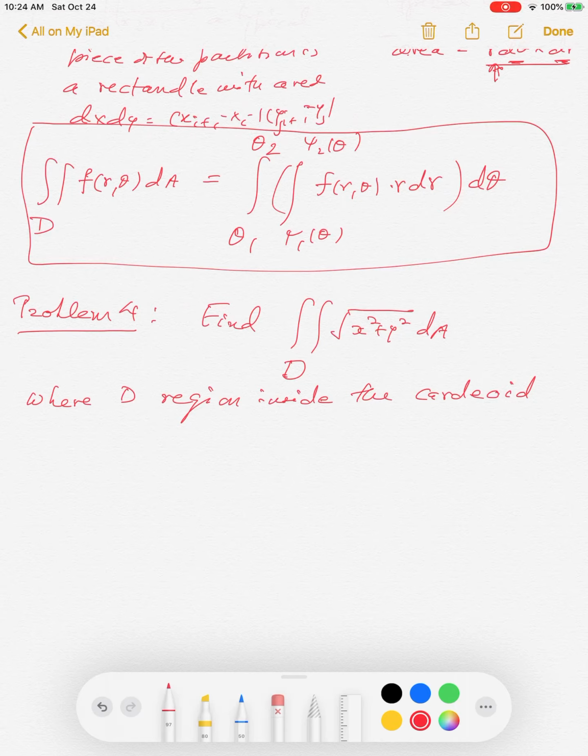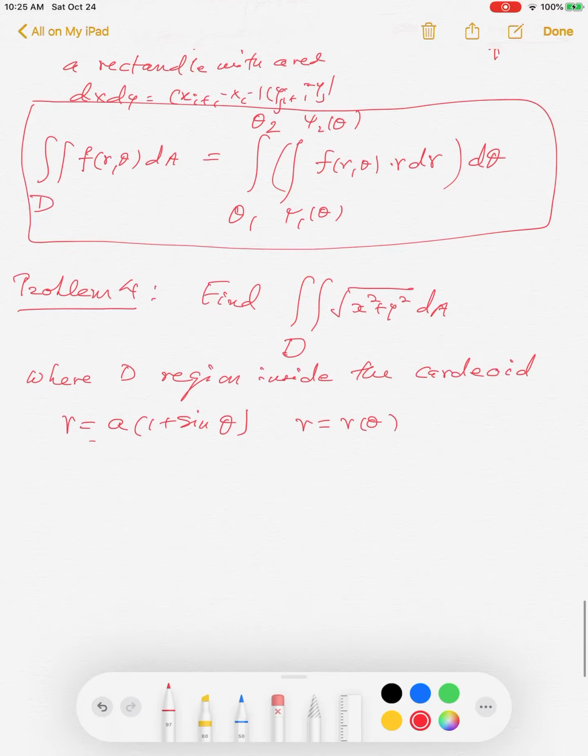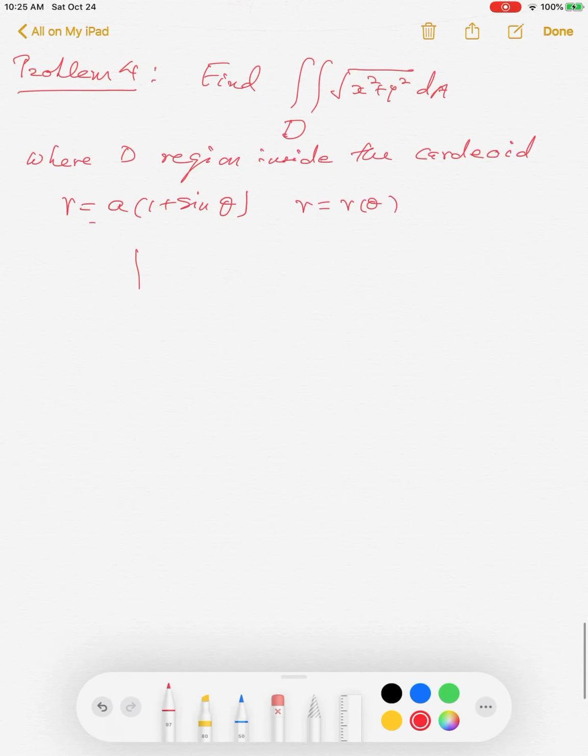So what is a cardioid? It's a heart-shaped region. You might not have studied polar curves in detail, but once in a while they come up. This is a curve whose equation is given in polar coordinates, r equals r of theta, and you should learn how to plot this. It's not very difficult. You will rarely get these problems, but you should know this.